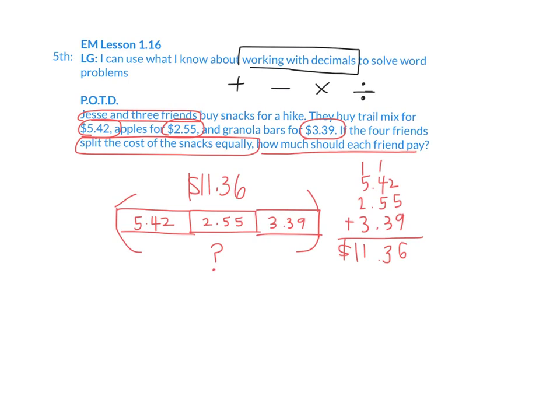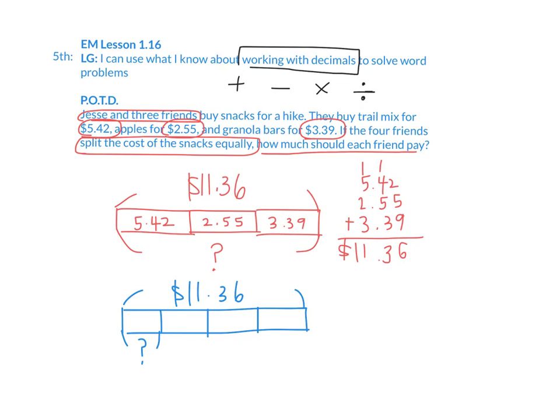The question is asking me, how much should each friend pay? So, I have to do a second step. If I know all together the snacks cost $11.36, I have to split that cost equally by 4 people. And one of those sections is how much one friend should pay. Okay? So what math equation should we be doing here? Division. Good. $11.36 divided by 4.